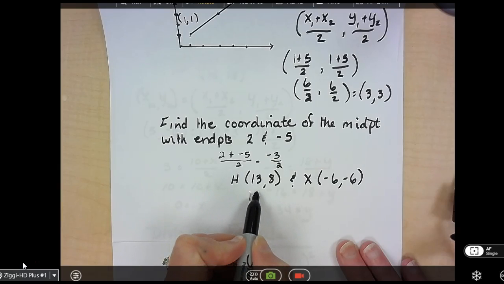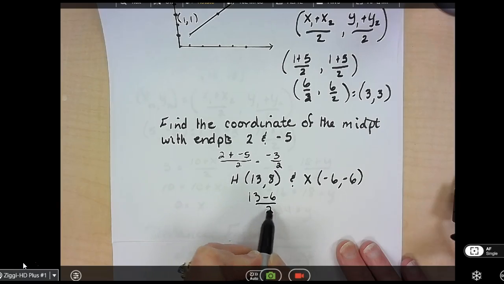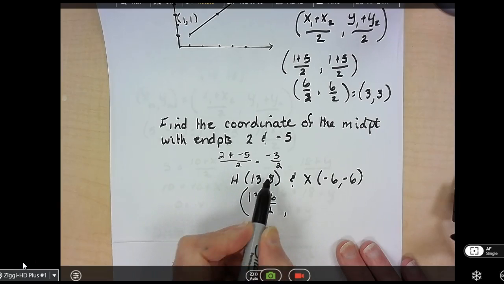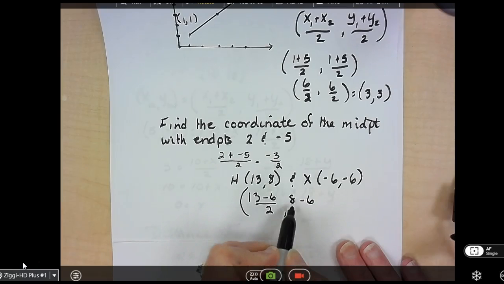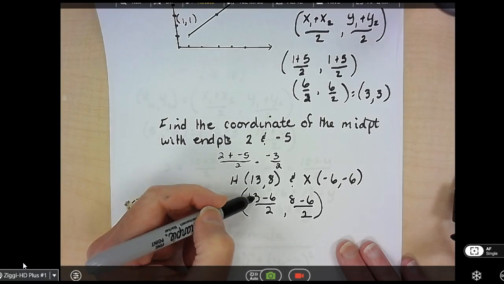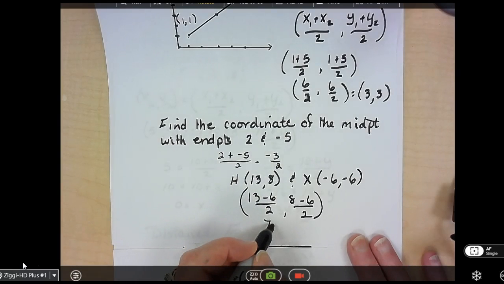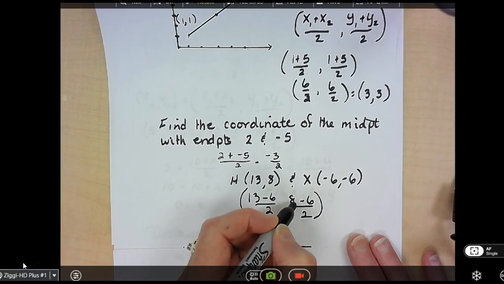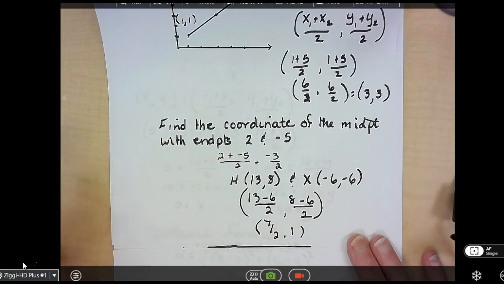So 13 plus the negative, or just -6, divided by 2. 8 plus -6, or 8 minus 6, divided by 2. 13 minus 6 is 7 halves. 8 minus 6 is 2, divided by 2 is 1. And that's the coordinate of the midpoint.